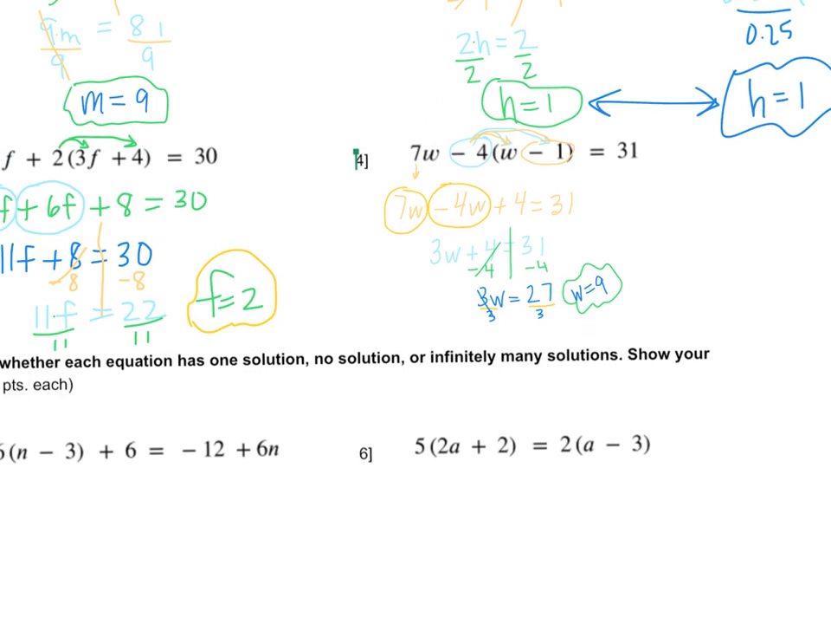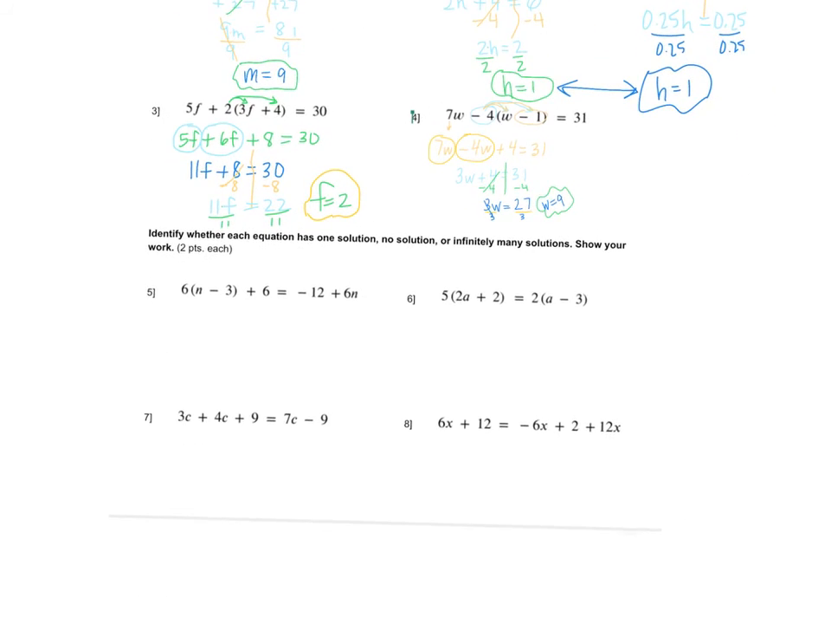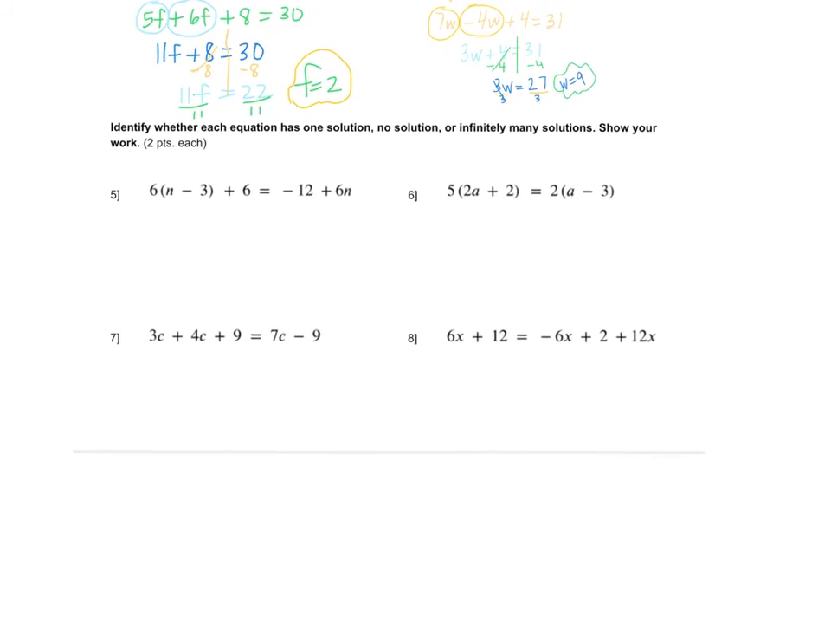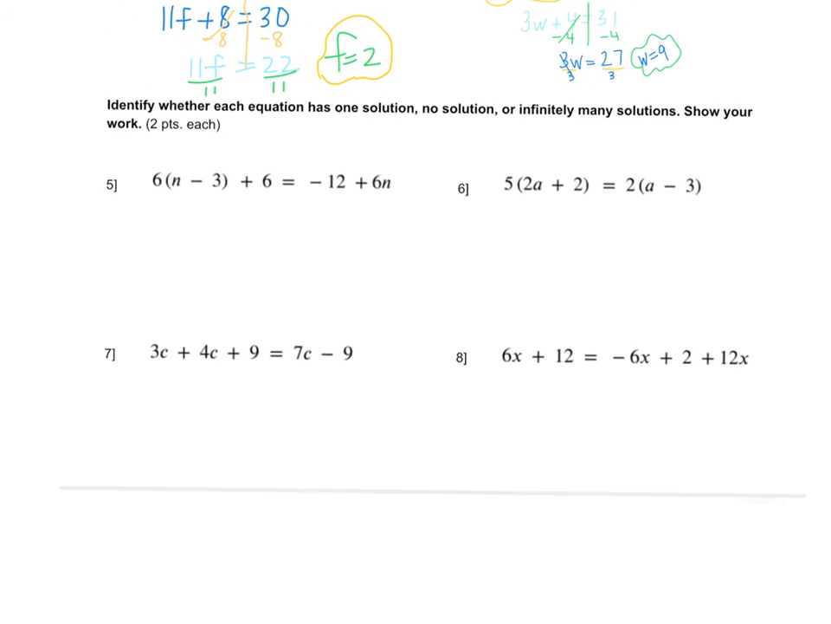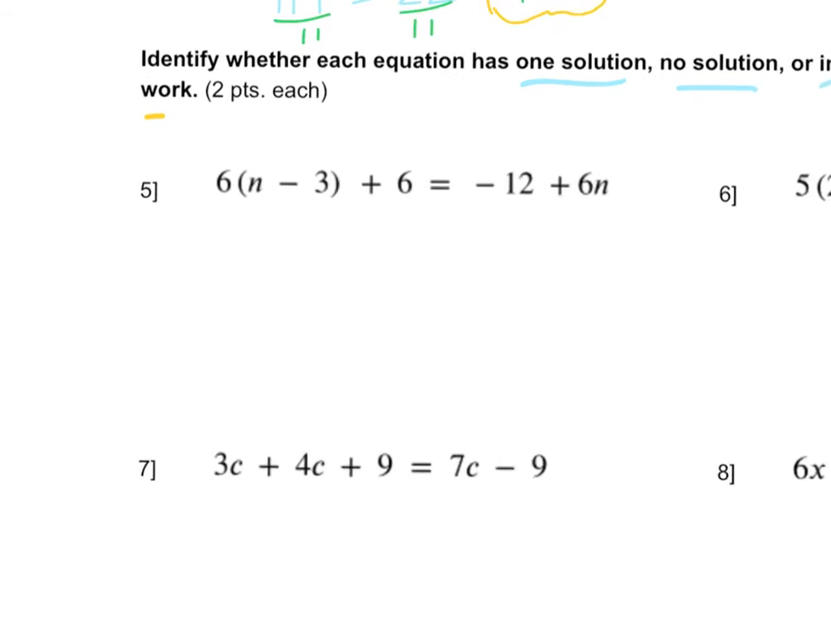Okay, let's move on to part 2. Again, make sure you're showing all of this work, all of these steps. You're going to have to do that on the test as well. Okay, for the second section, you're identifying whether each equation has one solution, no solution, or infinitely many solutions. And again, it says, show your work. So let's start off with number 5 here.